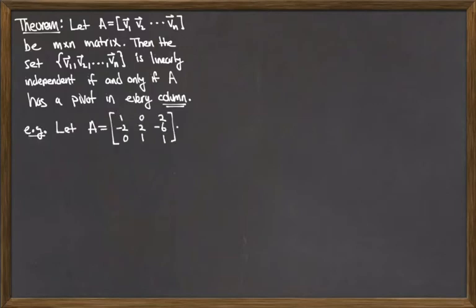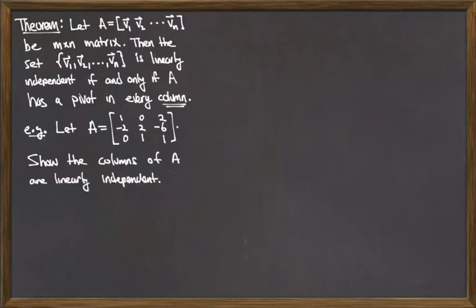So here I'm going to take the matrix A. It's a 3 by 3 matrix. Its columns are 1, minus 2, and 0. The next column is 0, 2, 1, and 2, minus 6, 1. And what I'm interested in asking is whether or not the columns of this matrix A are linearly independent. And in fact, I claim that they are, so we're going to show that they are linearly independent.